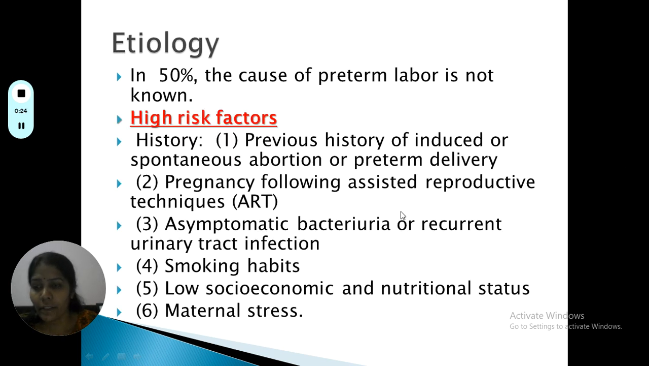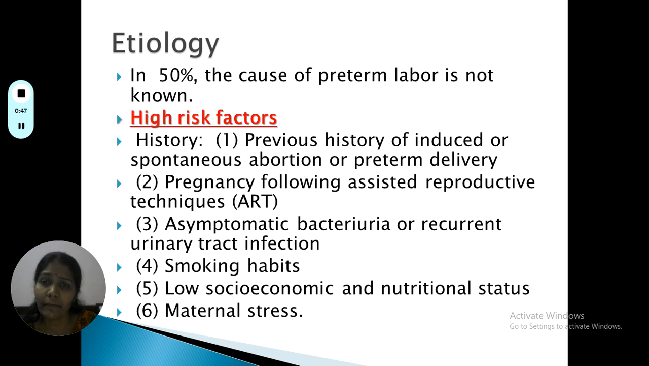So, what is the etiology? What is the cause of preterm labor? In 50% of the cases, the cause of preterm labor is not known. So we have a few high risk factors that can precipitate preterm labor. But in most cases, that is nearly 50%, the cause why the preterm labor has occurred is not known.